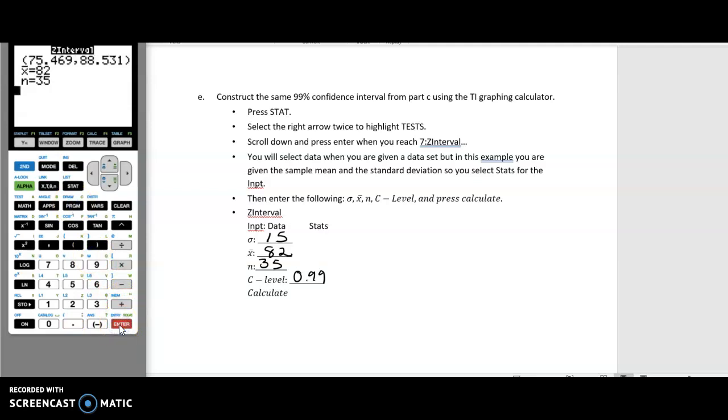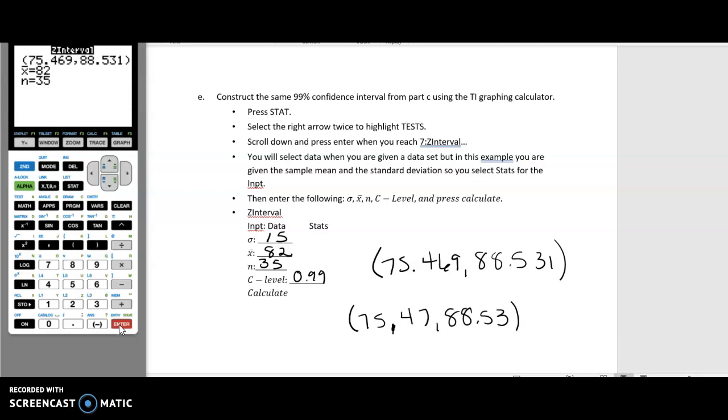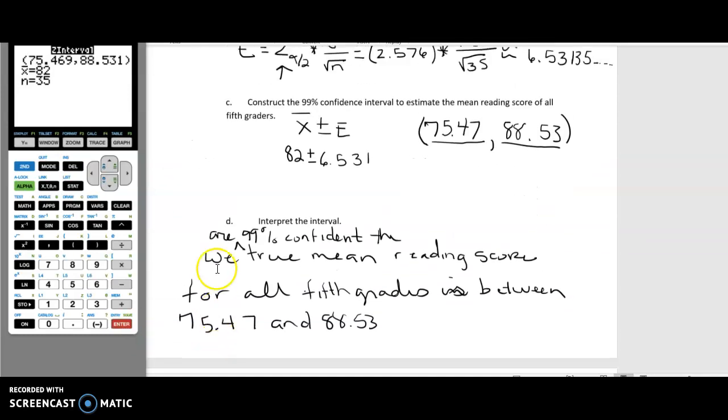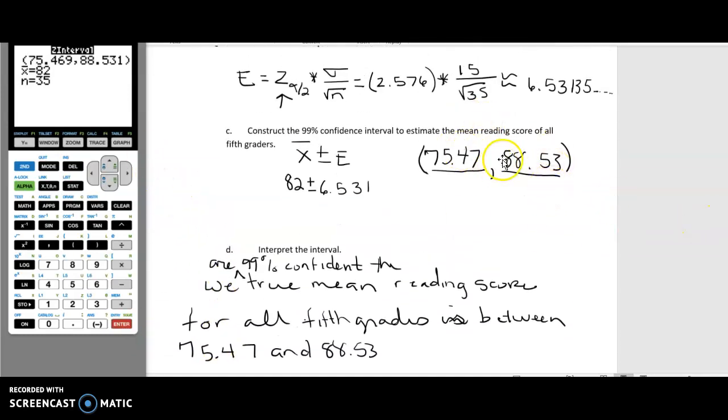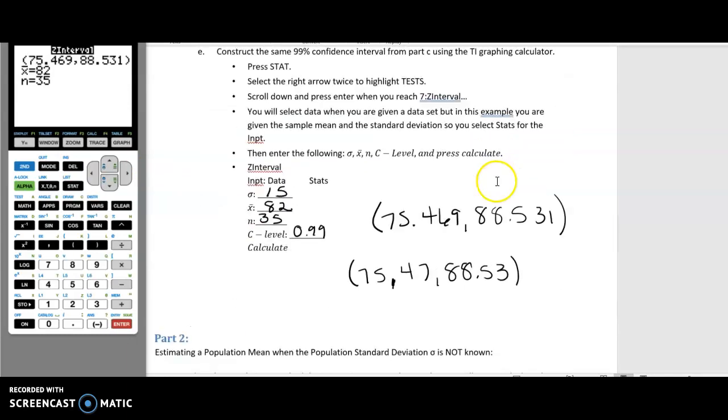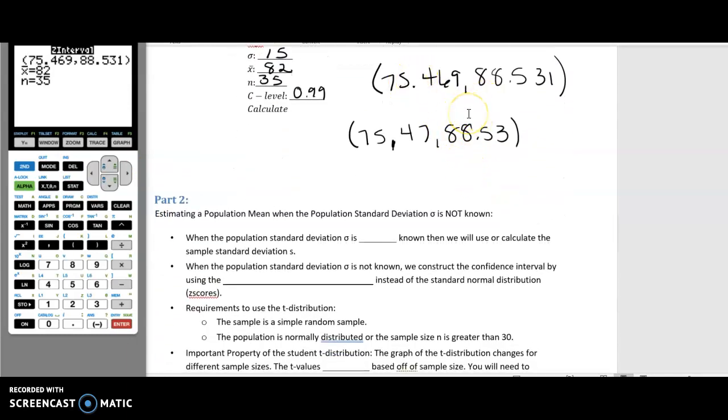And so this is what the calculator gives you: 75.469 and 88.531. And rounding to 2 decimal places, you end up with 75.47 and 88.53, which, if you look up here, was the exact same interval, right? So this is doing it by hand, and this is doing it in the calculator. Either way is fine with me.